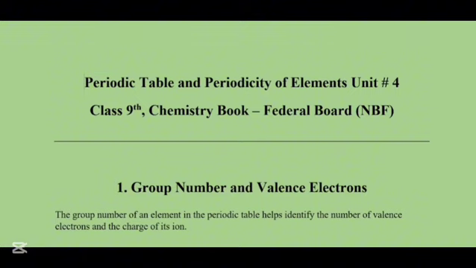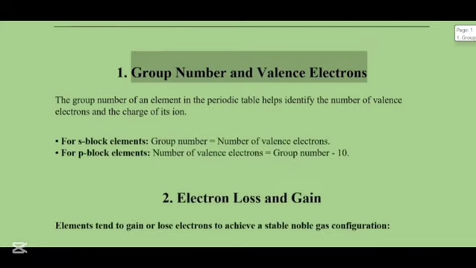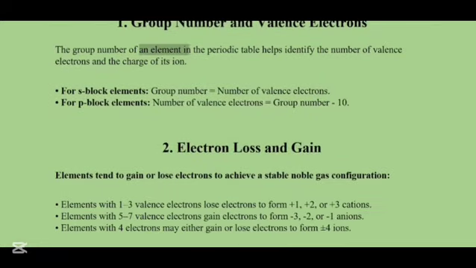So let's get started. Group number and valence electrons. The group number of an element in the periodic table helps us to identify the number of valence electrons and the charge of its ion. For S block elements, their group number will be equal to the number of valence electrons. It basically means that if I have group 1, the valence electron will also be 1, and if I have group 2, the valence electron will also be 2.